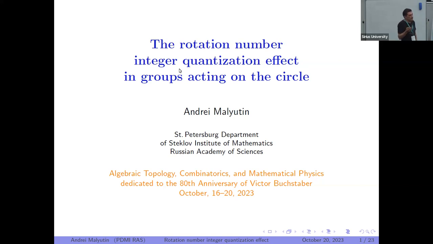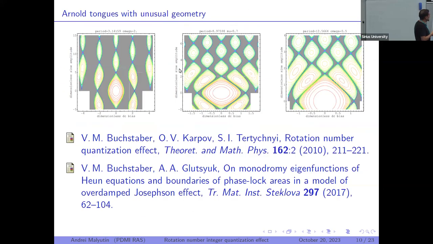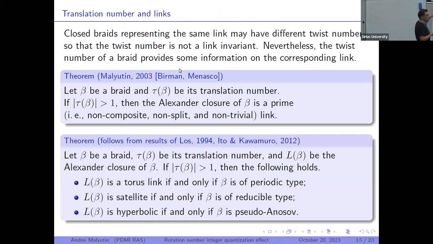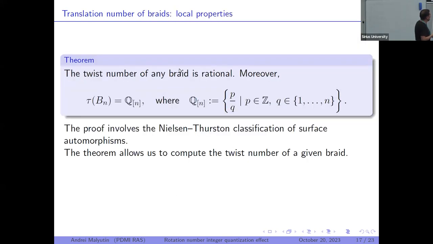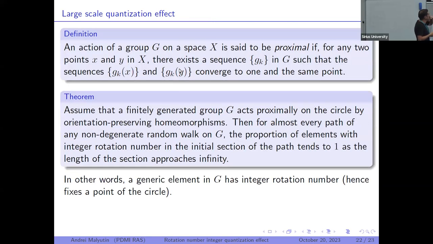I don't know the name for it, but roughly speaking, it's the same rotation number integer quantization effect, but another manifestation of it. I can even formulate it shortly here. After that I will give definitions, but first I want to give this new result like a gift. It is really strange and counterintuitive, like all other manifestations of this quantization effect.